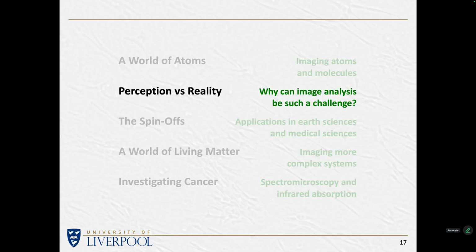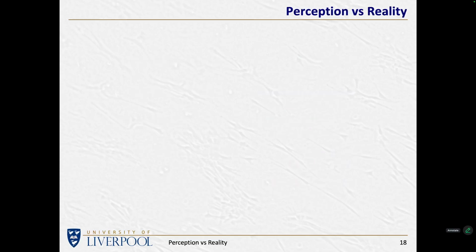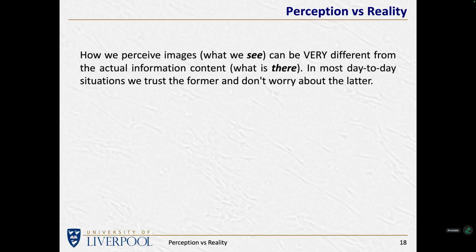So that brings me on to this idea of the difference between perception and reality. In other words, what we see and what's actually there. And I'm taking this particular set of examples to make the point that processing images and image analysis can be a real challenge, because what we think we're seeing is not necessarily what's actually in front of us. How we perceive images, in other words, what we think we see, can be very different from the actual information content.